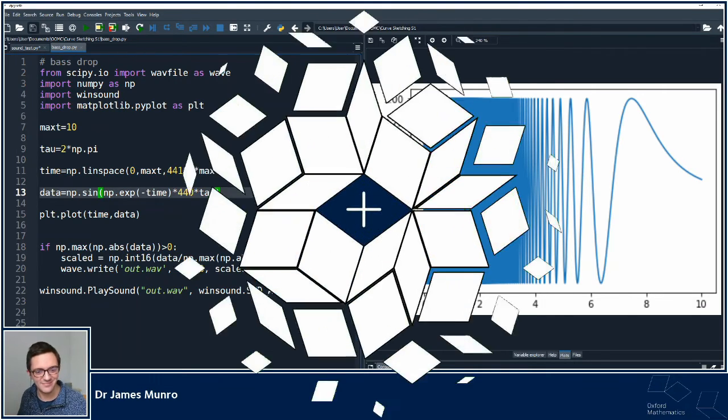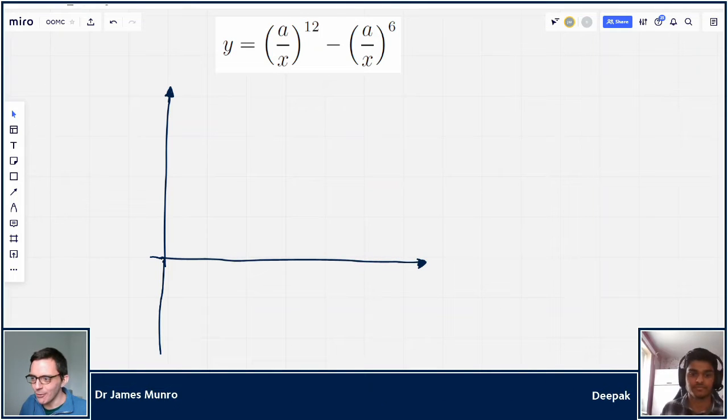Nice. Okay, next one. I've got y equals, and then some horrible powers of a over x. So a over x to the power of 12 minus a over x to the power of 6. What do you think about that one? Graph number 2.